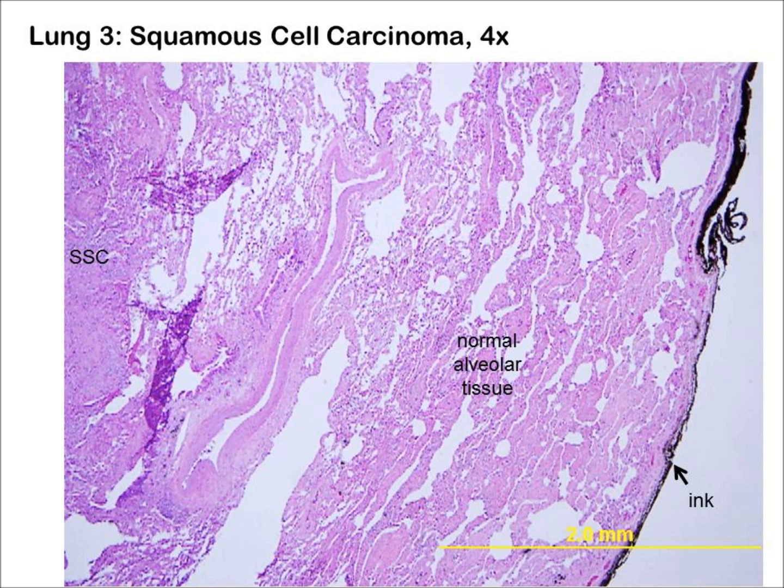Under low magnification, examine the edge of this section and observe the ink indicating the margin and the normal alveolar tissue immediately adjacent to it. There is some edema or swelling of the alveolar tissue due to the presence of the tumor mass, which can be seen on the left side here.